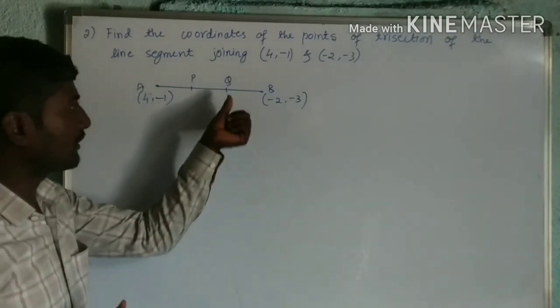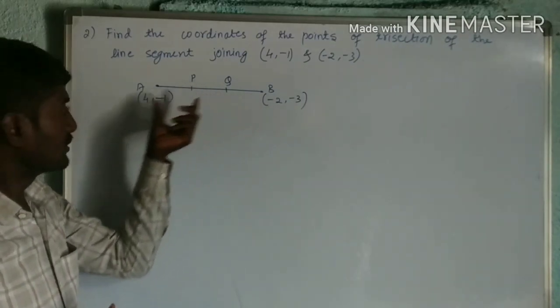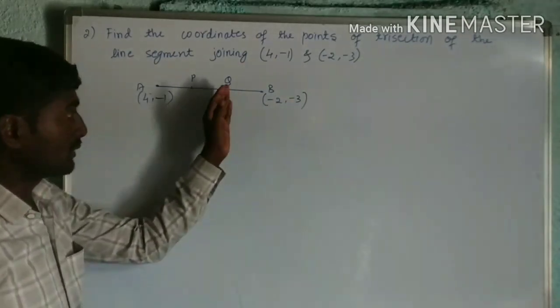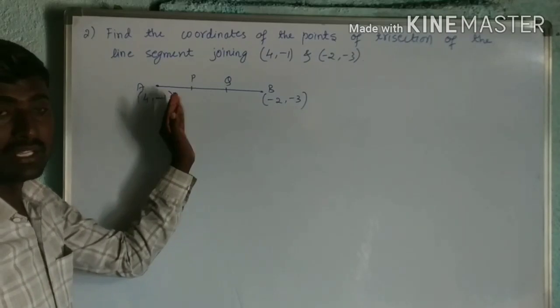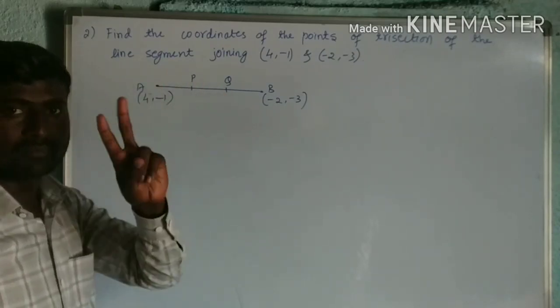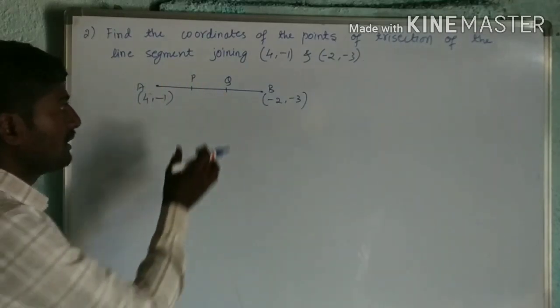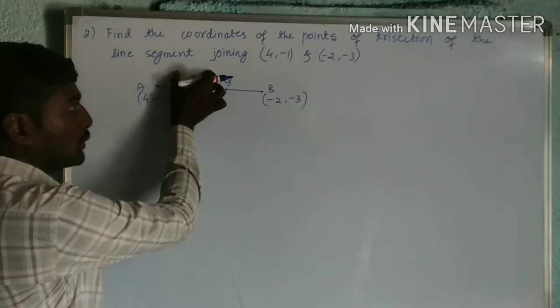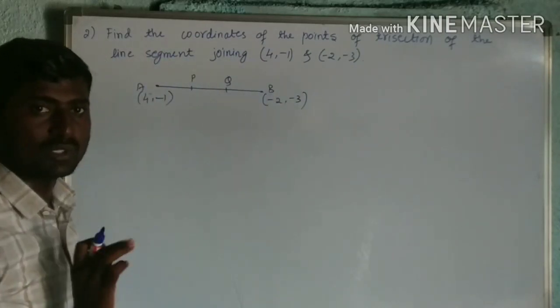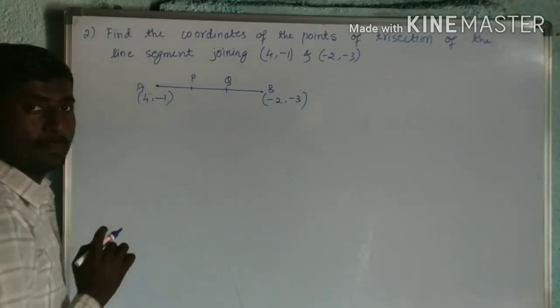Then for the point Q, between x1, y1 and x2, y2, the left side of Q is M1. So how many parts are there? 2 equal parts. Therefore, for the point Q, the ratio is 2:1. First I will find P of x comma y.